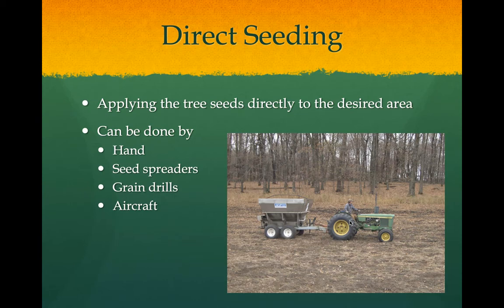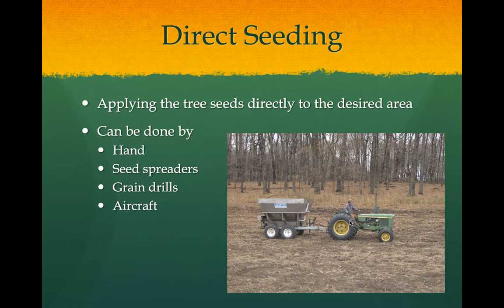Direct seeding is where you're actually going to apply seeds to the area. And you can actually see this tractor here. There's several different ways of doing it. You can do hand seeding and mechanical seed spreaders like you would use in your yard. But you can also use a grain drill like you would do with a grain crop and actually plant the seeds, or you can drop the seeds from aircraft.